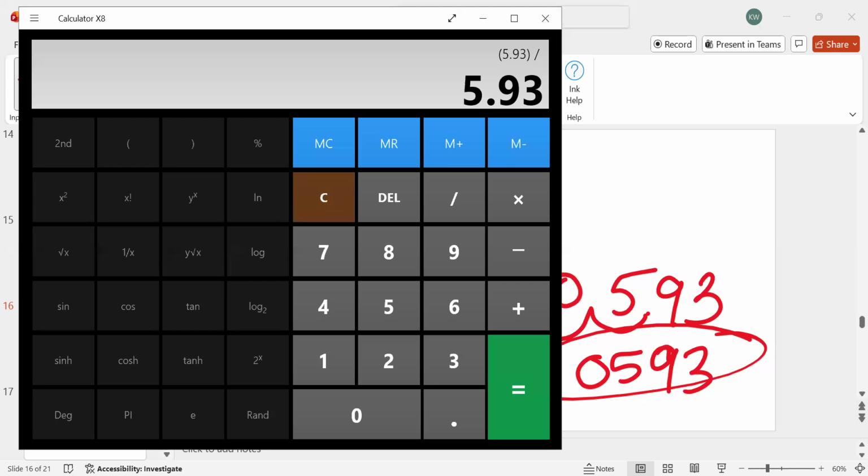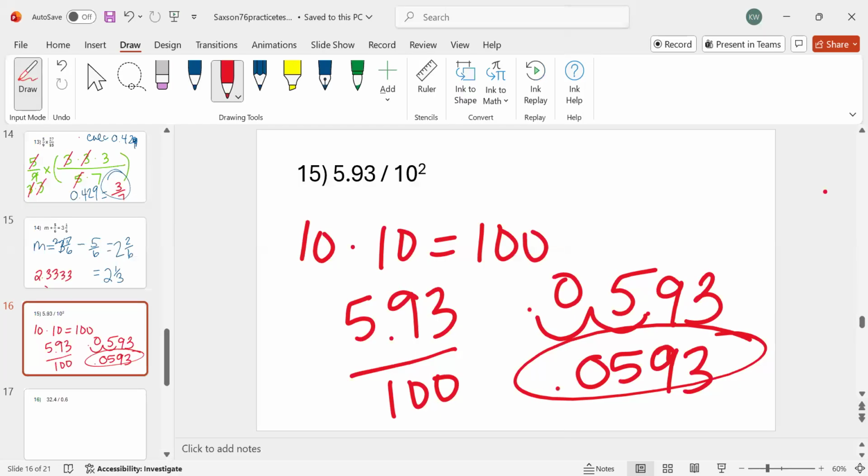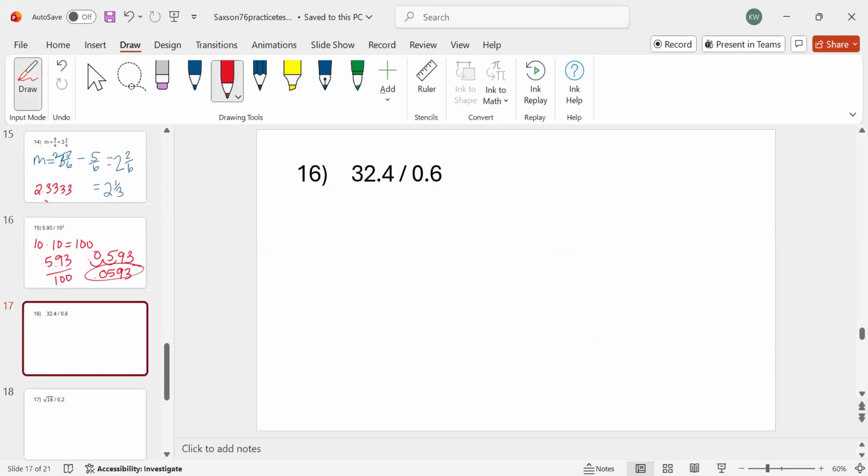Okay, let's start again. 5.93 divided by 10 squared. You could do it this way. You could do 10 times 10. Make sure it's within that parentheses for the denominator and then hit enter. So 0.0593. Checking your work with the calculator is good. It'll catch your mistakes, even mine.